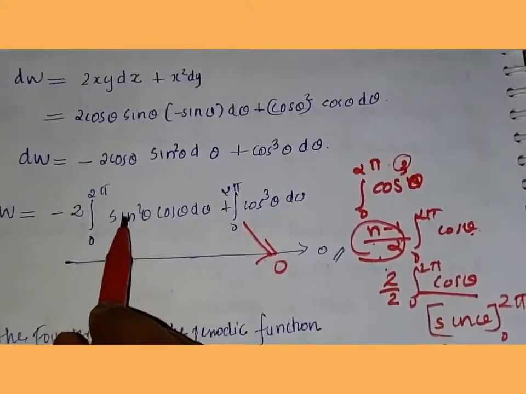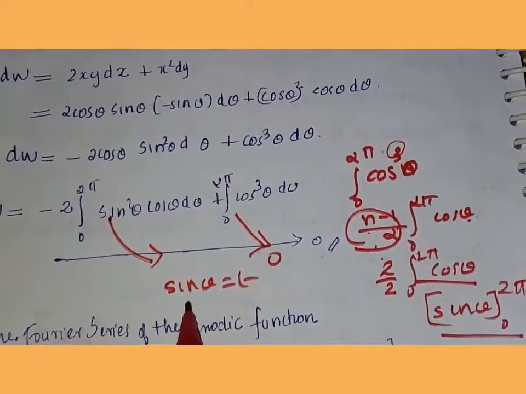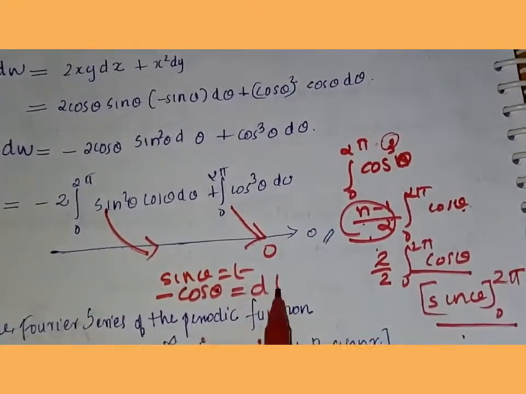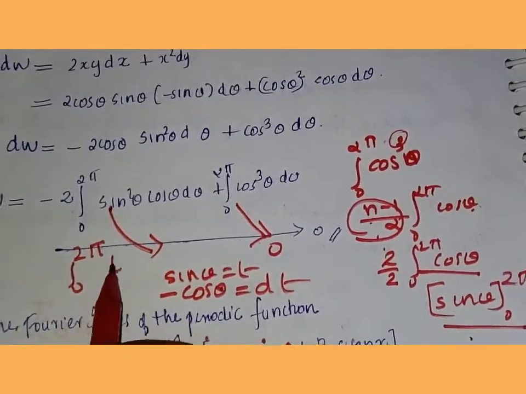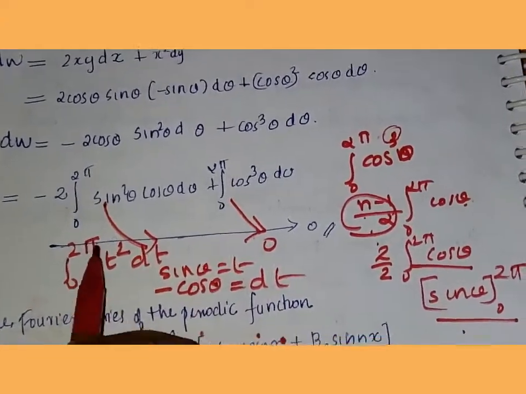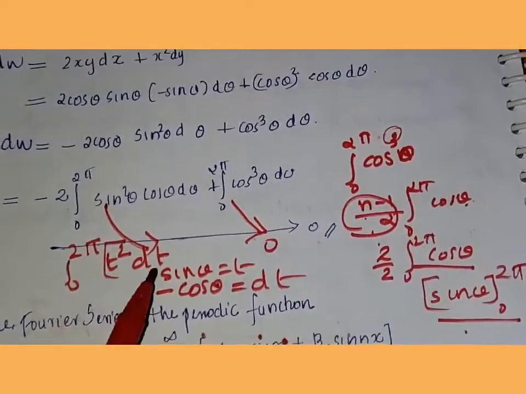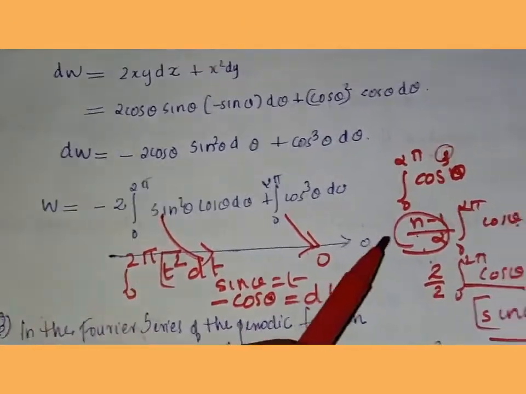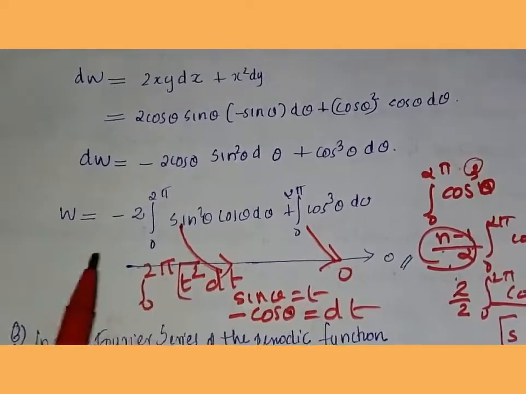Here also we can substitute sin theta as t, and sin theta differentiation, that is cos theta d theta, is dt. So this will be integral 0 to 2 pi t square dt. Okay. So we get the function as t cube by 3 after integration, and putting the limits we get the answer as 0. So after integration the work done in a complete cycle is 0.